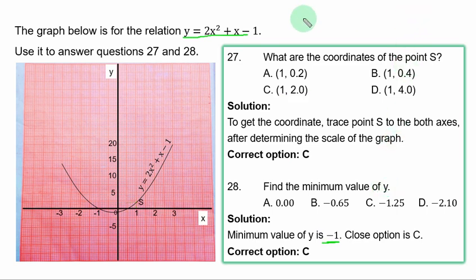Let me explain 27 again. Looking at all the options, you have S equal to 1 in all. So you start tracing from 1. You trace 1 to the curve. At the point of intersection, you trace to the y-axis. That is 2. A simpler way of getting the coordinates at point S.